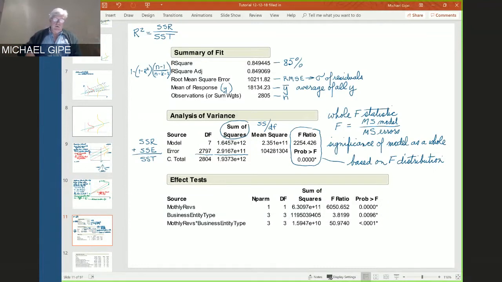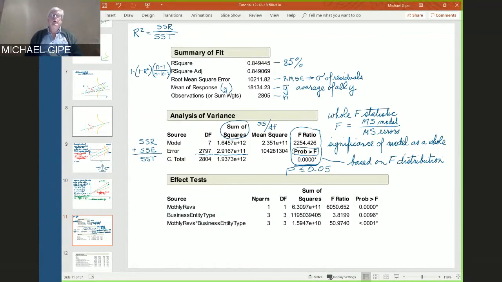In order to judge the significance of this model as a whole, we're going to look at the p-value of the F statistic. And again, for a 95% confidence in this model, we're looking at 0.05 or less. And if it's greater than 0.05, then we don't have a lot of confidence in this particular model, including all of the explanatory variables.